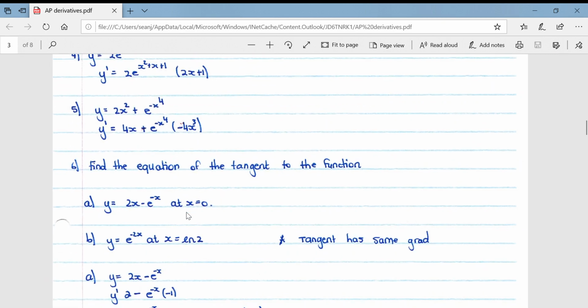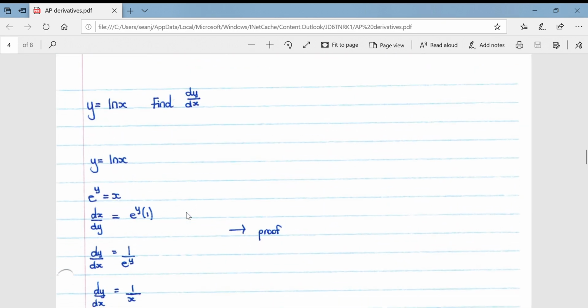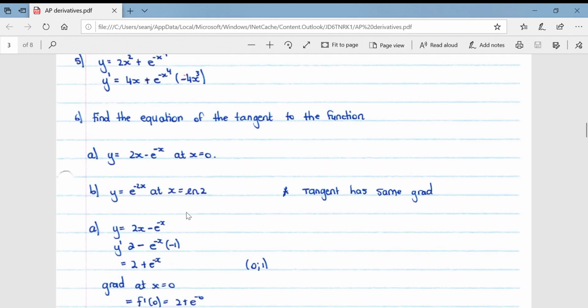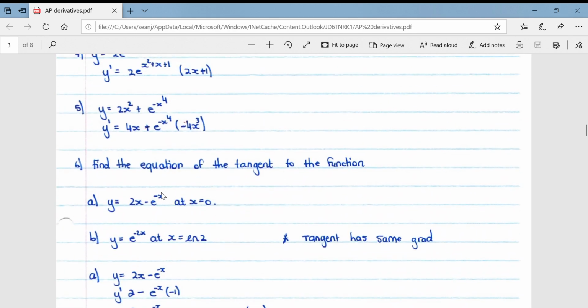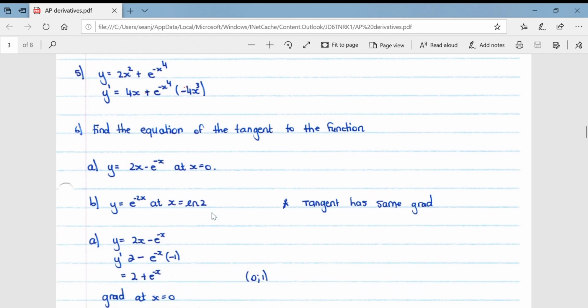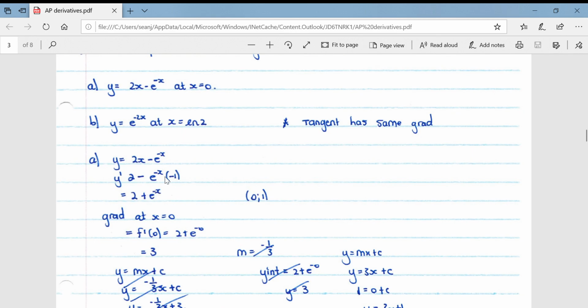And just two more exponents, or two more application type questions rather. Find the equation of the tangent to the function for these examples. y equals 2x minus e to the power of minus x at x equals 0. So what we do is we find the derivative, and I've gone through a lot of examples now about how to find these derivatives, and you'll get this.